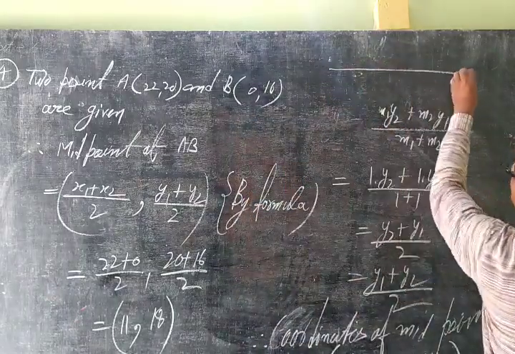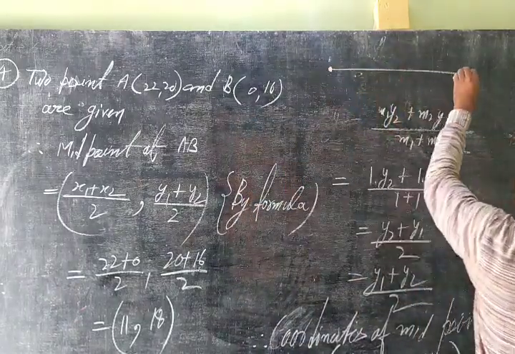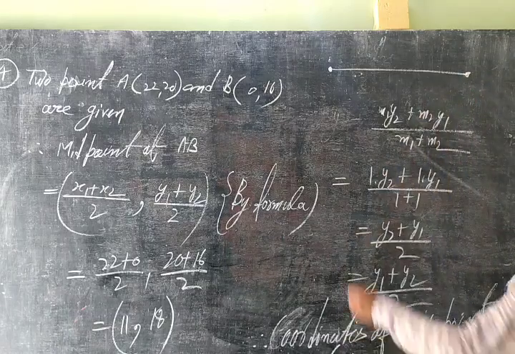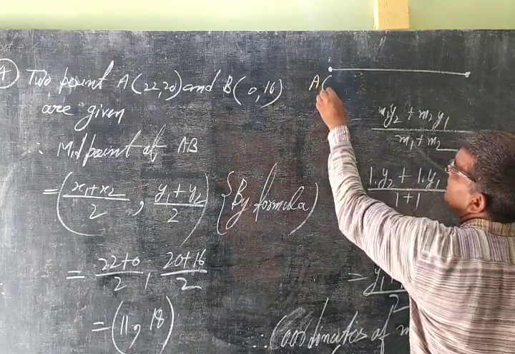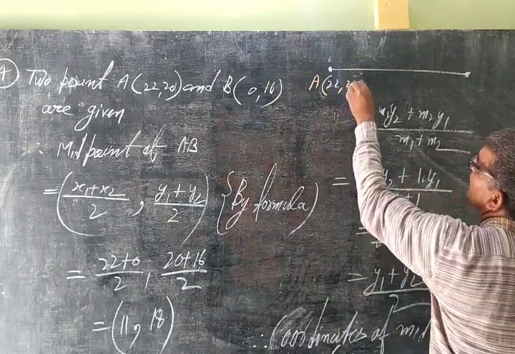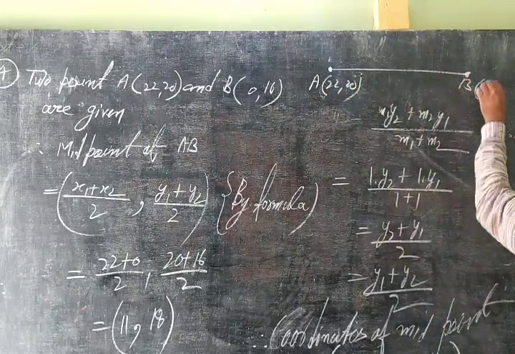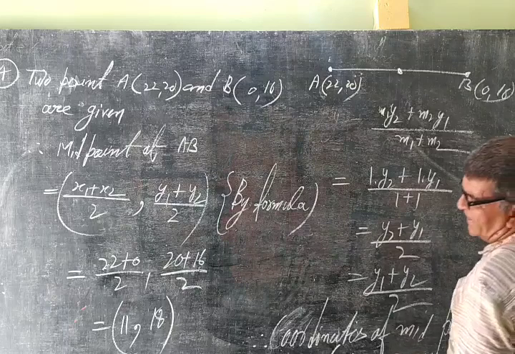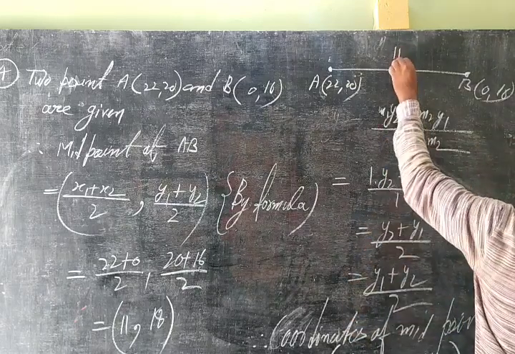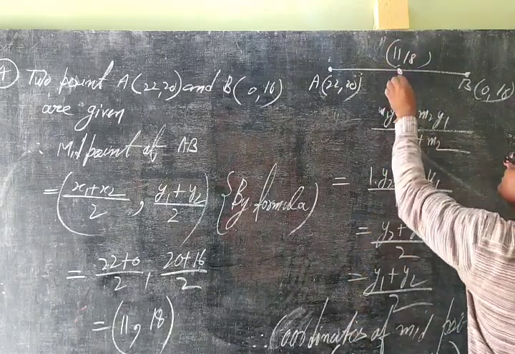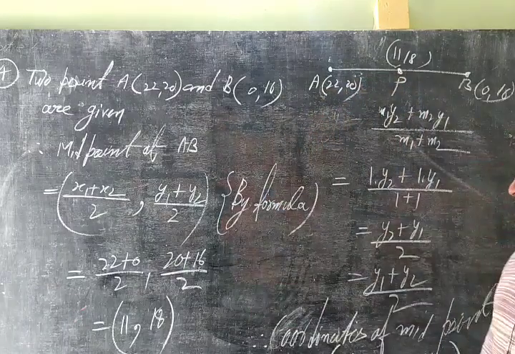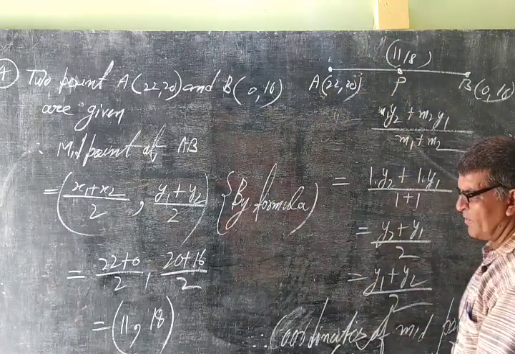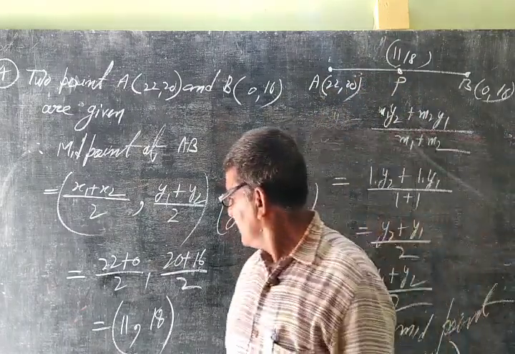You can draw a line segment also to understand how this is the midpoint. Let this be A (22, 20) and B (0, 16) and this is the midpoint. That is why it will be 11 and 18. We have found out this is P. And you have to apply this formula for the midpoint, dear students.